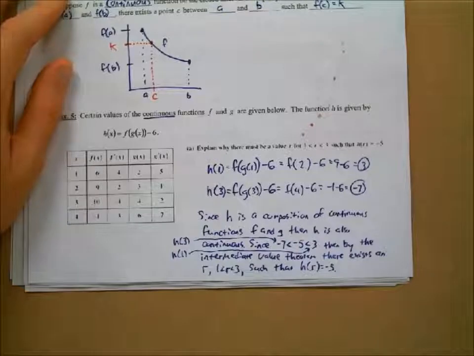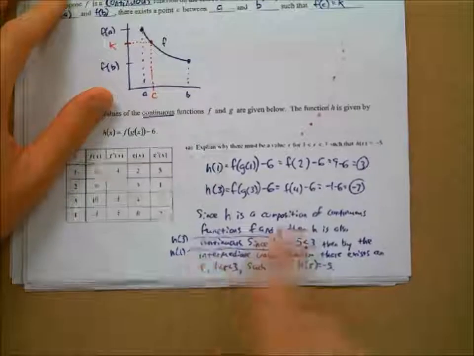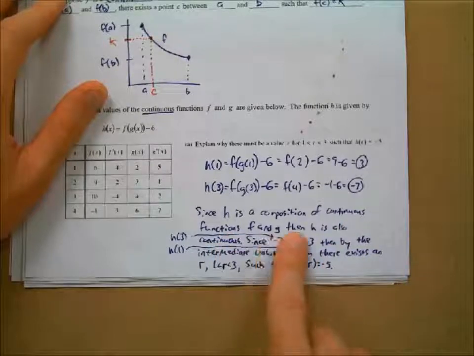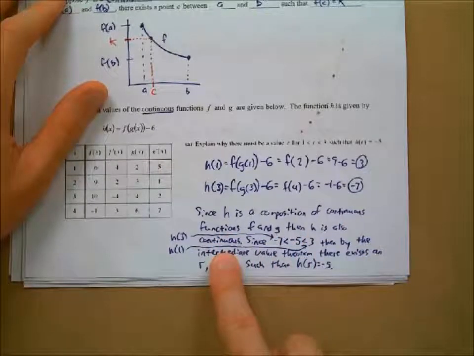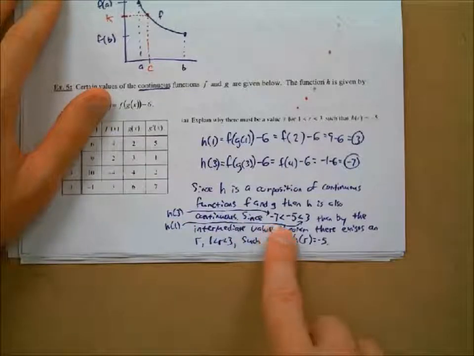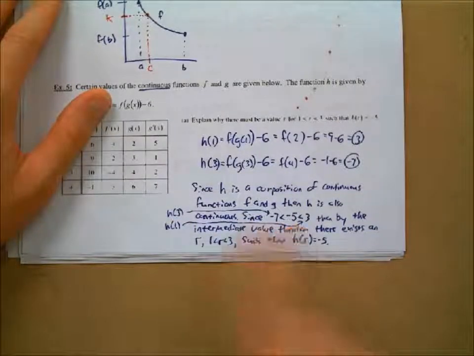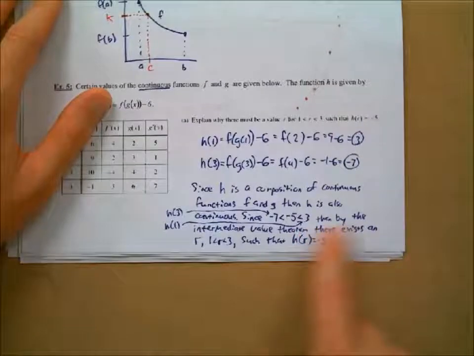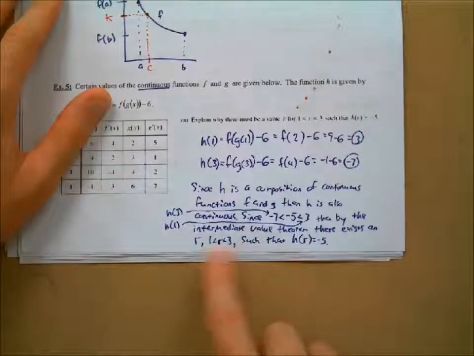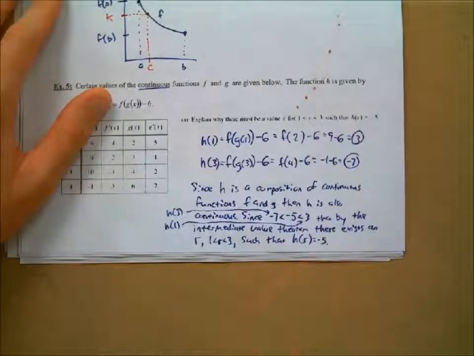Okay. So here's the explanation. Since h is a composition of continuous functions f and g, then h is also continuous. Important to note that. Since h of 3, which is negative 7, is less than negative 5, which is less than h of 1, which is 3, then by the intermediate value theorem, there exists an r, 1 less than r less than 3, r between 1 and 3, such that h of r is negative 5.